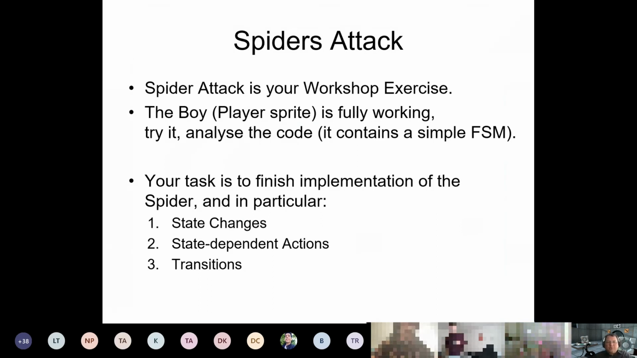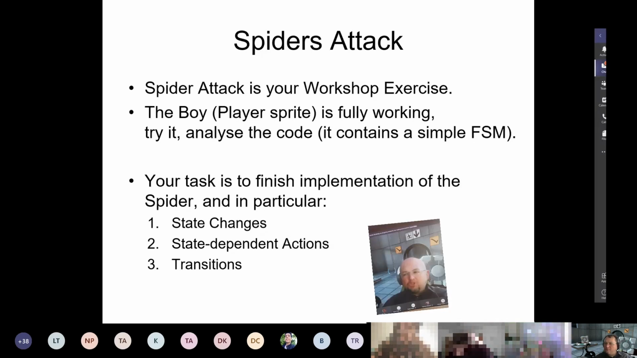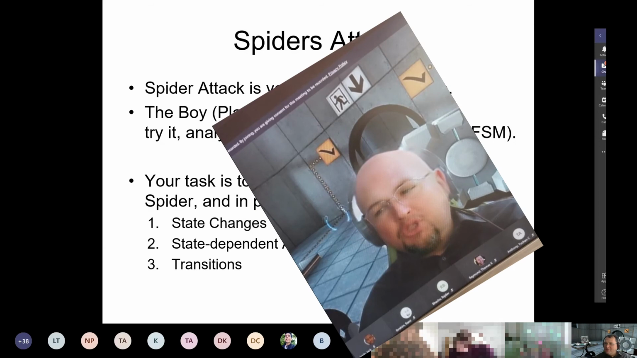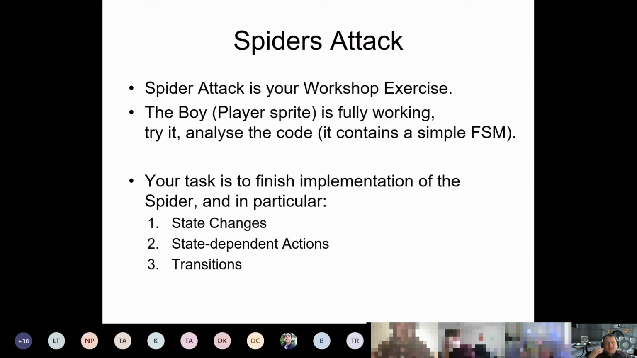So, spider attack is your workshop exercise, and please note that the boy, the player sprite, is fully working. You can try it, you can analyze its code. It contains already a simple FSM. FSM stands for finite state machine, so you can check how the boy is implemented before you start implementation of the FSM for the spiders. Your task is to finish implementation of the spider, and in particular state changes, state dependent actions, so the actions that the spider does depending on the state, and all the transitions, so going from one state to another state.